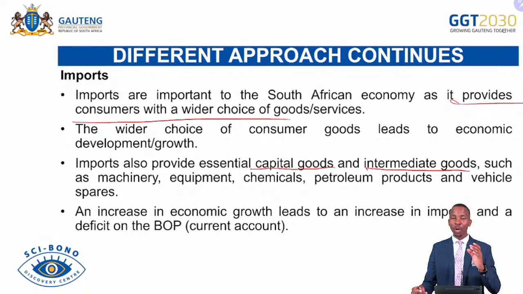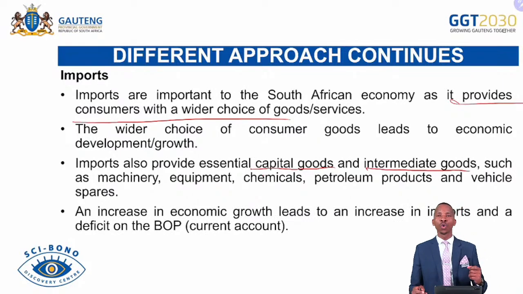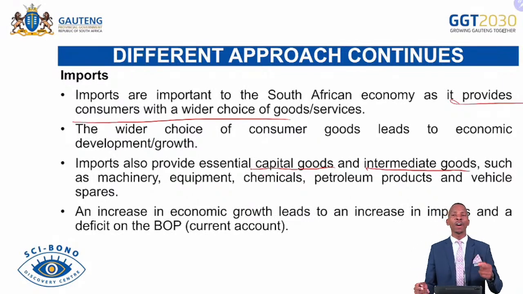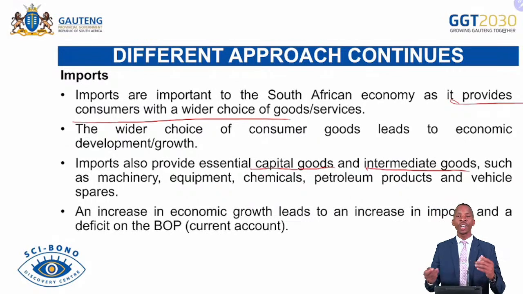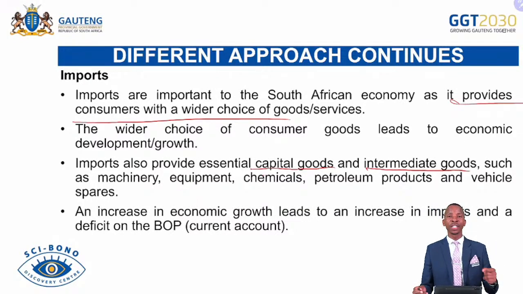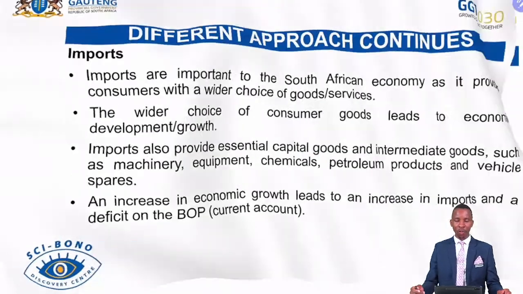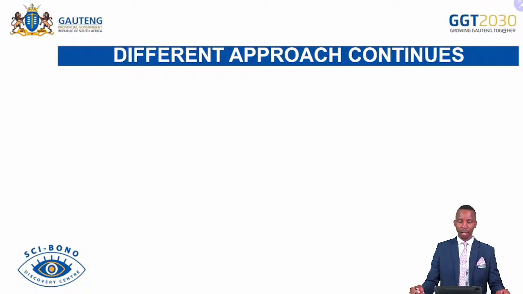If there is more economic growth, consumers will demand more goods and services. As they demand goods and services, they even demand imported goods because maybe local markets cannot provide those goods and services because of supply constraints. As a result, imports will increase and that will lead to imports being more than exports. As a result, we come across the deficit in our balance of payments, especially in the current account.